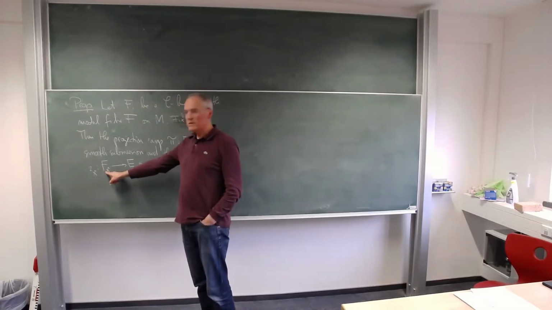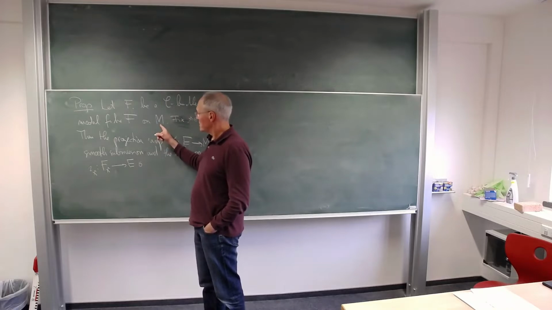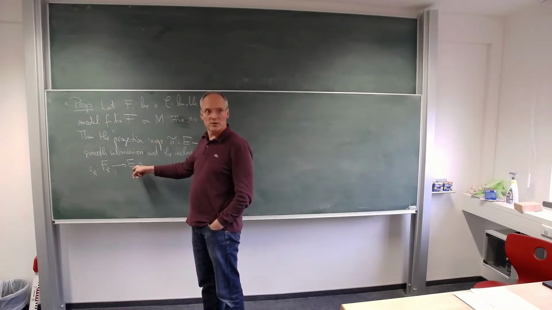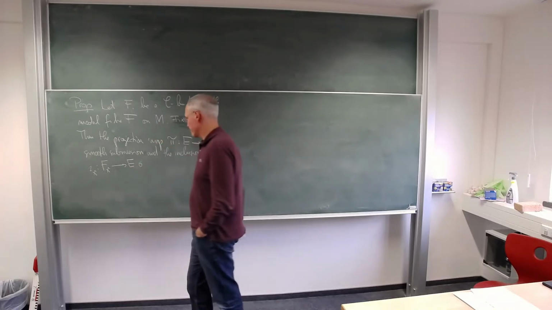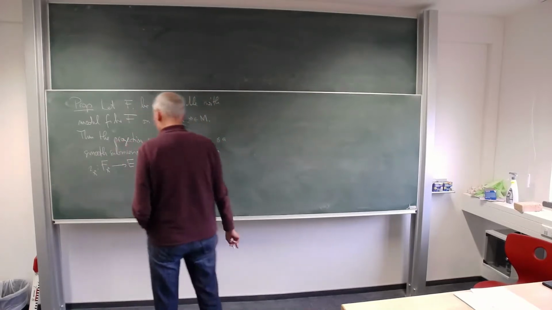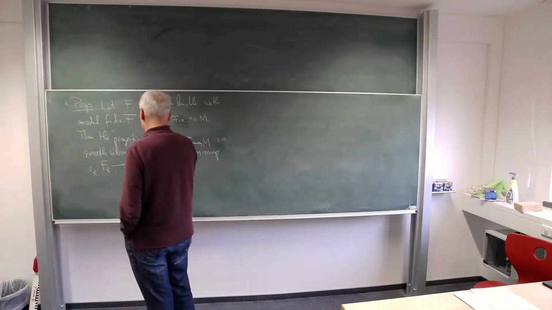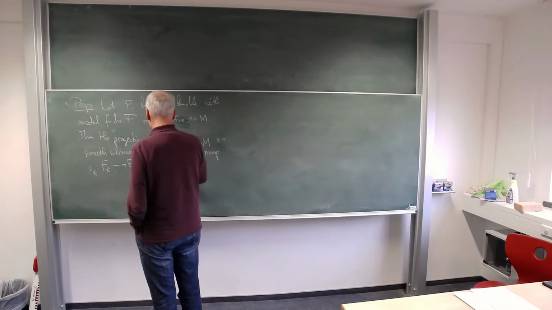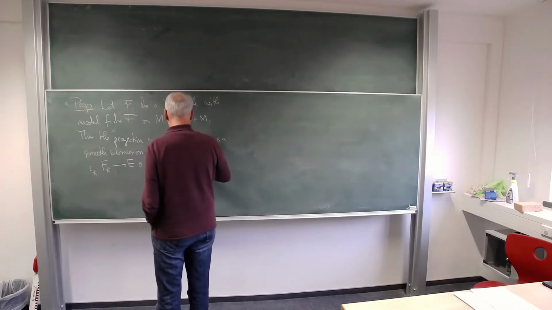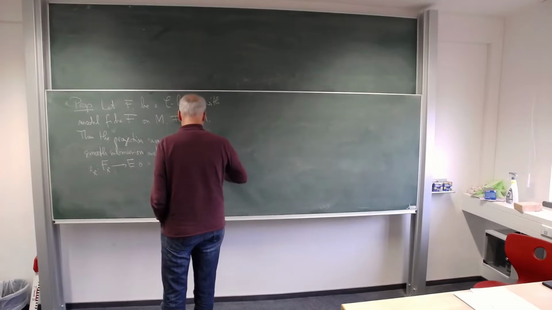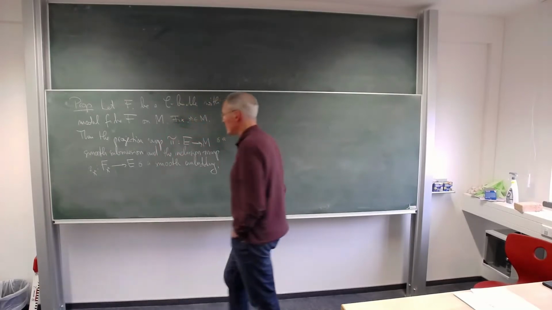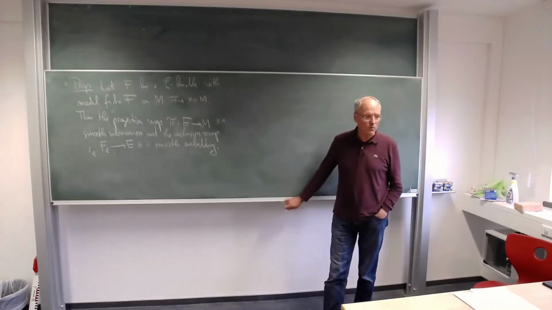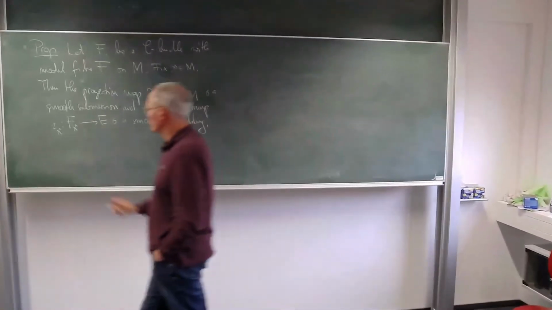Remember, F_x was by definition a manifold, and M was by definition a manifold, and the manifold structure on E we just constructed last time. So now we can talk about smoothness of this map too. So this is a smooth embedding. So let's briefly check why this is the case. Proof.